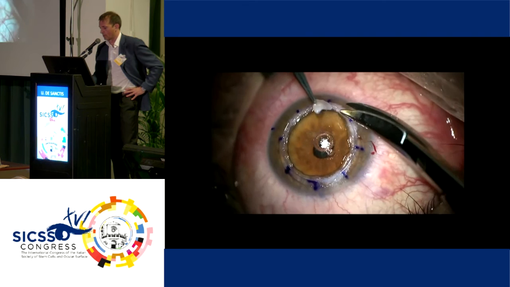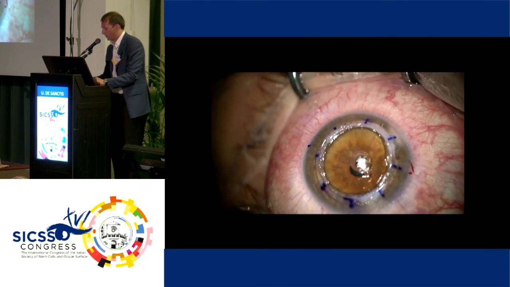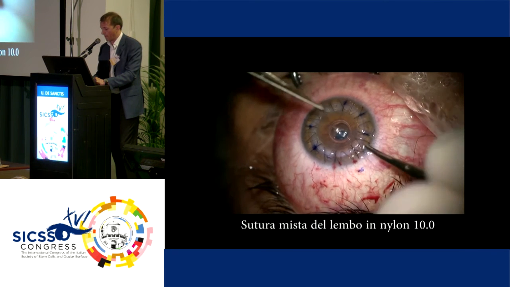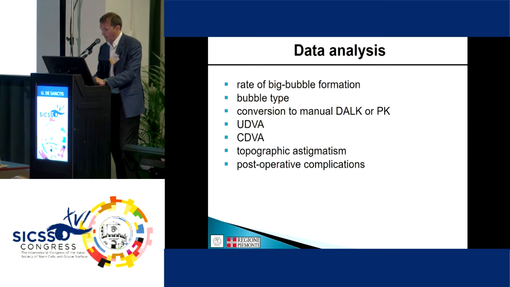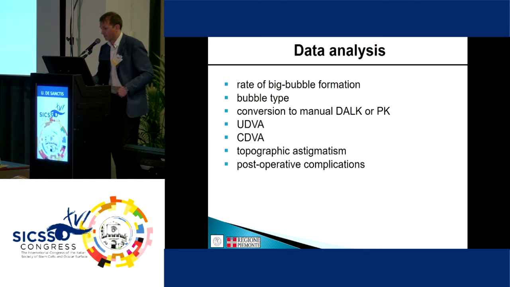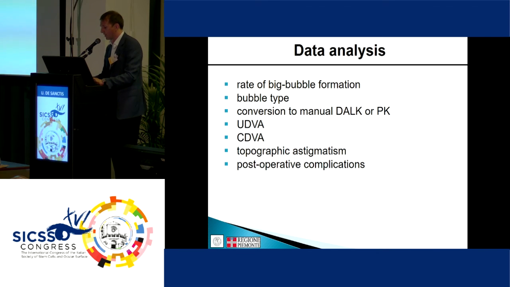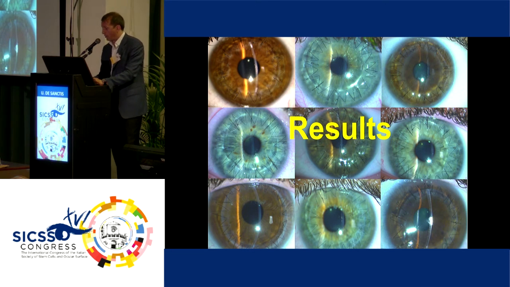After finishing stroma removal, the flap is placed, and this is our suture. Well, these are the results. Data analysis: rate of big bubble formation and conversion, bubble type, and then we see the post-op complications.